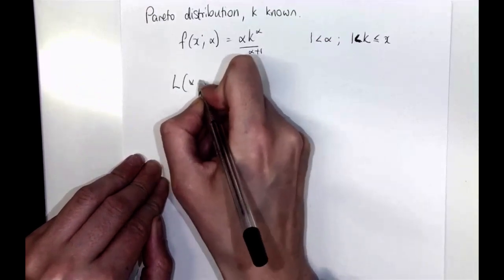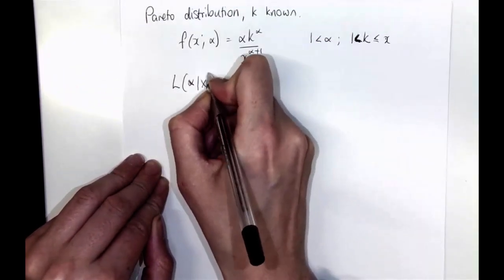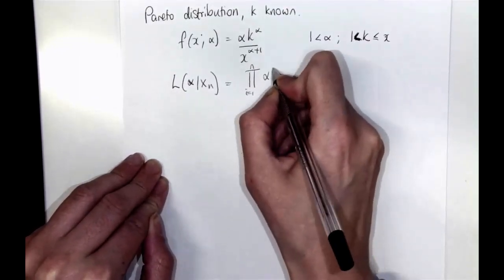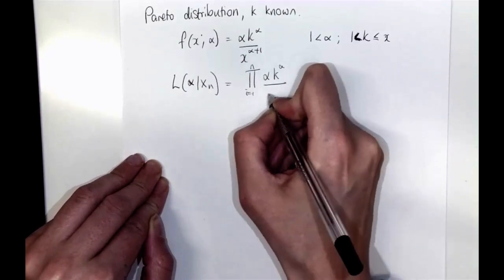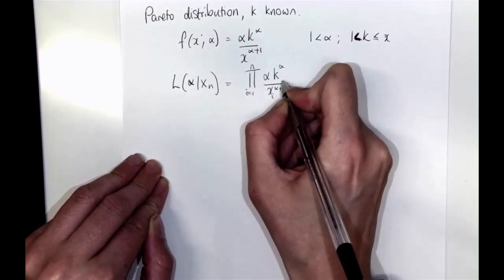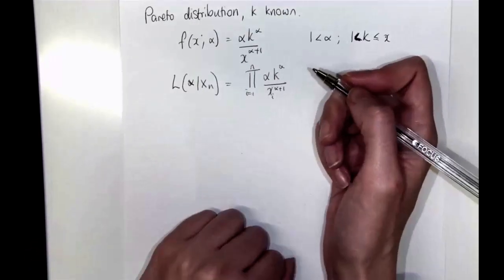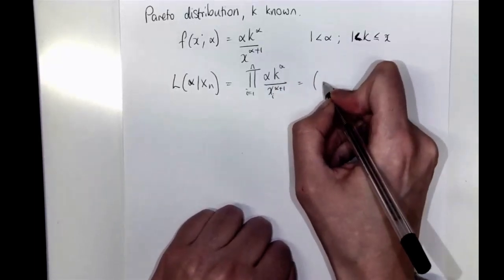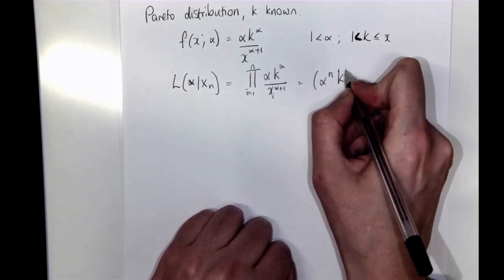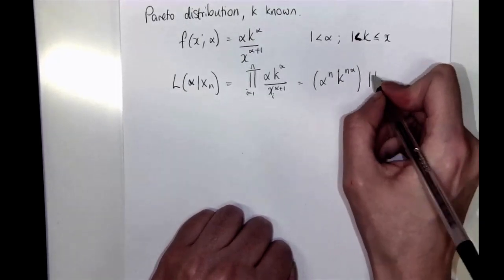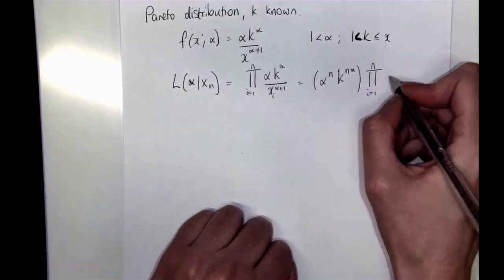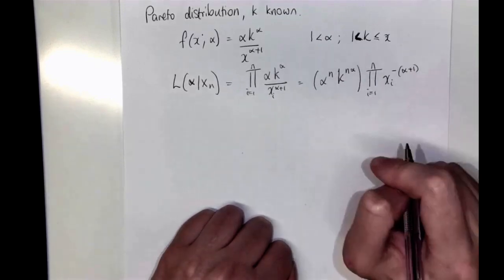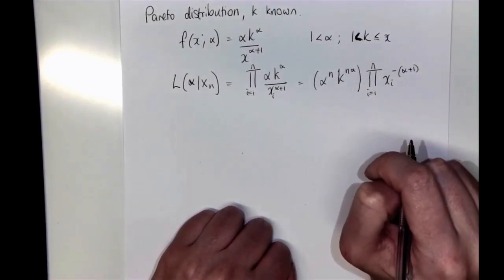So the likelihood of alpha, given our data xn, is the product from i equals 1 to n of alpha times k to the alpha over xi to the alpha plus 1. These bits don't depend on i, so we can take them outside the product and we say it's alpha to the n, k to the n alpha times the product from i equals 1 to n of xi to the power of minus alpha plus 1. So that's just rewriting what we already have here.